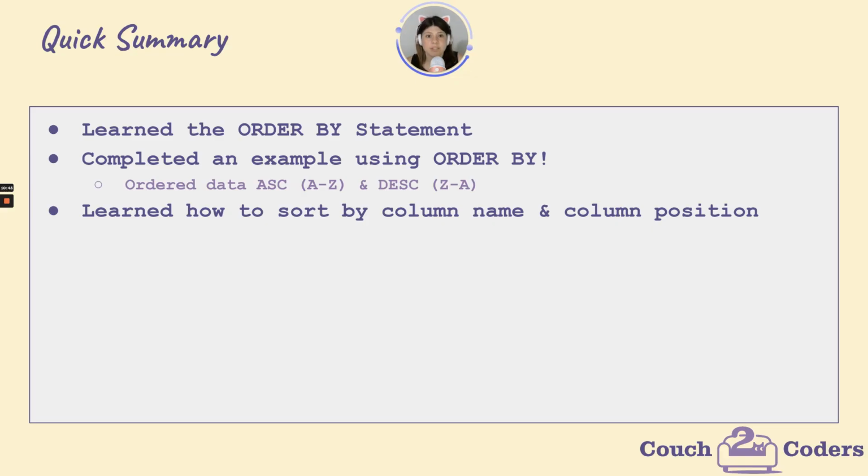Let's review everything we just covered. First, we learned what an order by statement was, and we completed a baby example in the PowerPoint. Then we moved directly into the BigQuery console and we did a live demo practice problem sorting our data from ascending, A to Z, and descending, Z to A. And then we also learned the BigQuery shortcut on how to sort by column name and the column position.